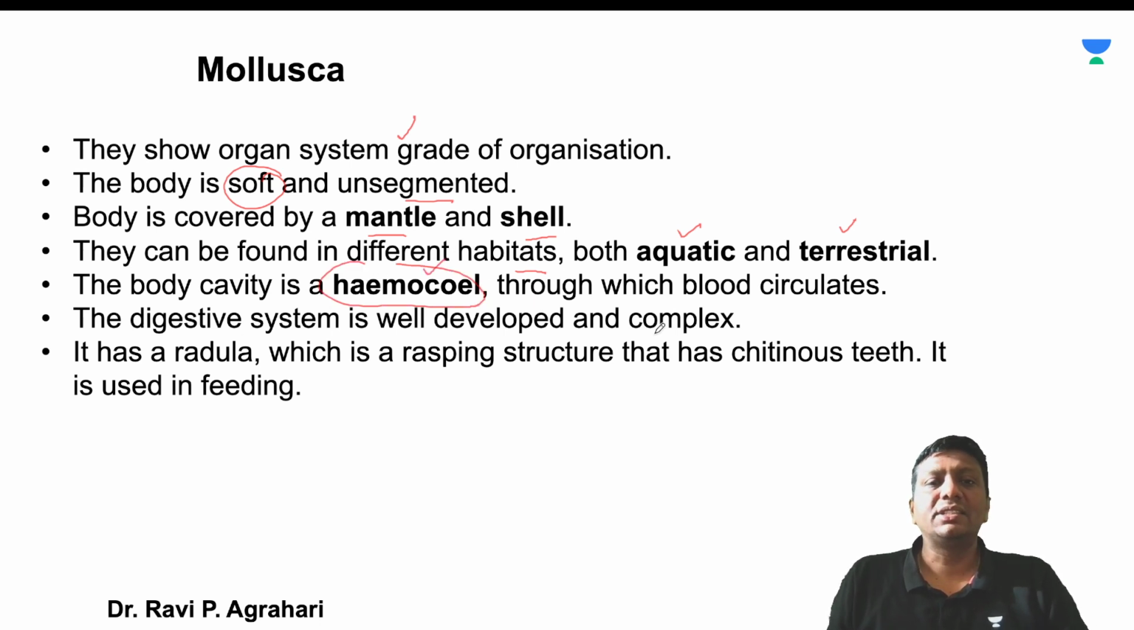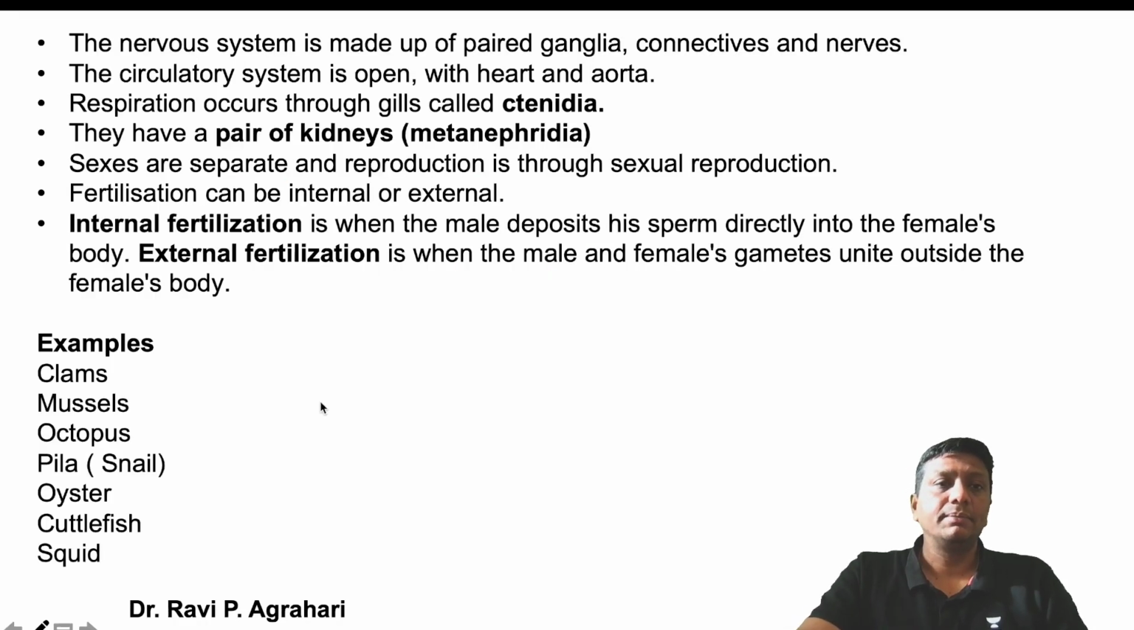Hemocoel. The digestive system is well developed and complex. They have a radula, which is a rasping structure, and chitinous teeth are there. It is used for feeding purposes. The nervous system is made up of paired ganglia. That is a very characteristic feature.